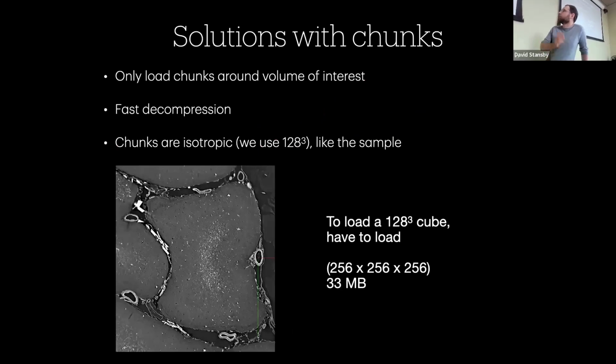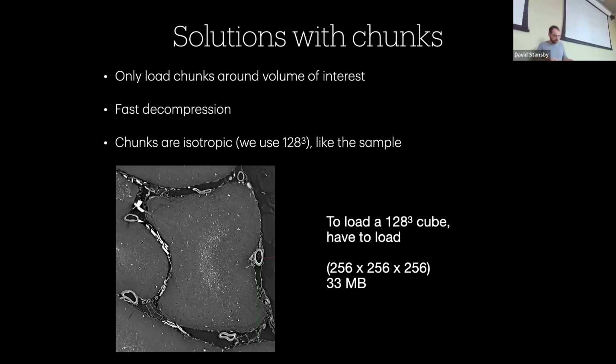So using the same example of that brain, you only load chunks around the volume of interest that you're after, so you have to load a little less data. If my chunks are 128 by 128 by 128, and I want to load a bit of data, the maximum number of chunks I've got to load is 8. And so I only end up loading 33 megabytes.